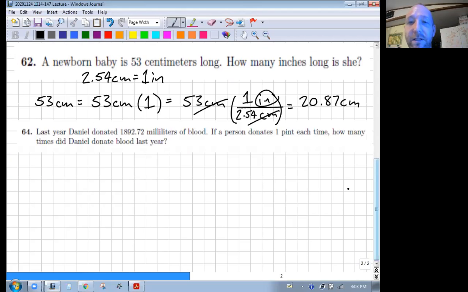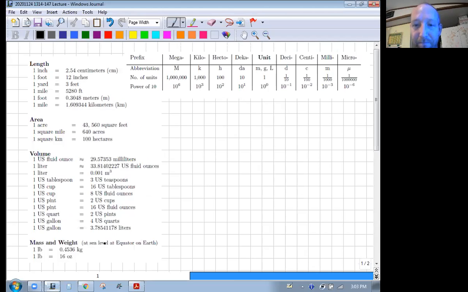All right, last year, Daniel donated 1,892.72 milliliters of blood. If a person donates 1 pint each time, how many times did Daniel donate blood last year? All right, well, let's see. We got 1,892.72 milliliters. So we're talking about pints per time, right? So we need to convert milliliters to pints.